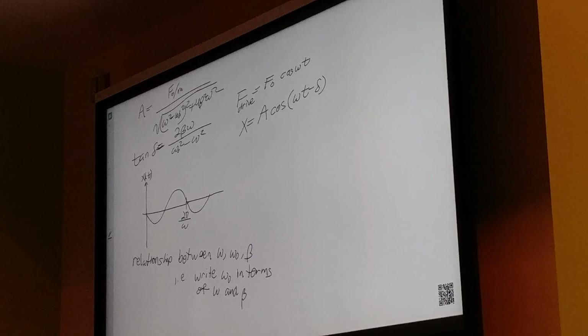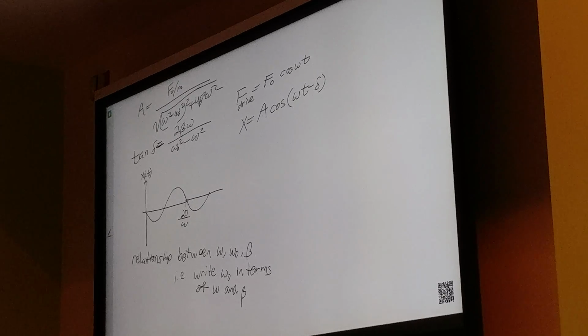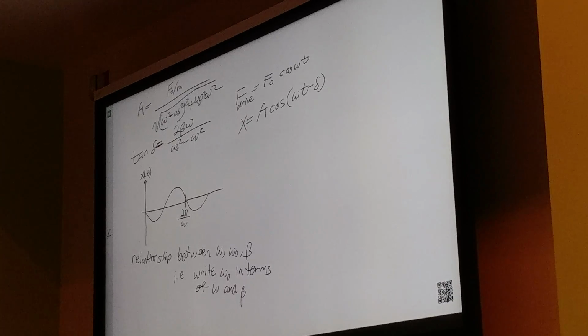Anybody have a question for me so far? Let me ask you this, if I've given you enough information to find A, or delta, or both, or neither? What? Delta, yeah, what's delta? 3 pi over 2, yeah.